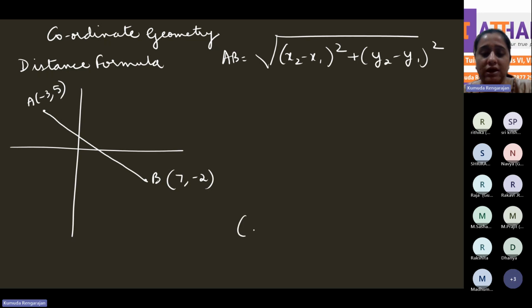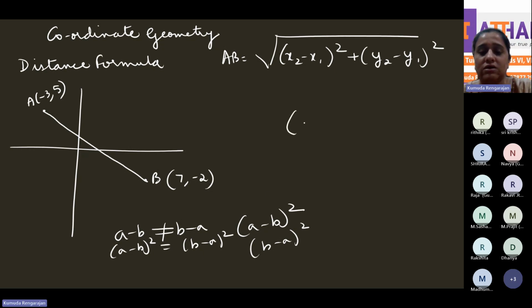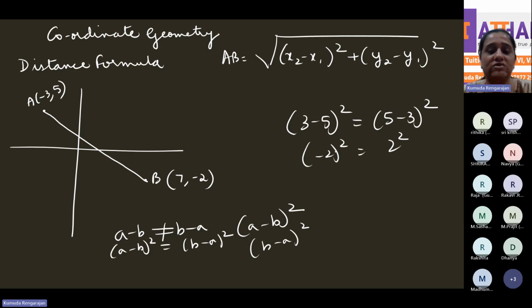Now we know that (a minus b) the whole square is the same as (b minus a) the whole square. a minus b is not equal to b minus a, but (a minus b) squared is equal to (b minus a) squared. You can take an example for that. 3 minus 5 the whole square is the same as 5 minus 3 the whole square. 3 minus 5 the whole square is (minus 2) squared, and this one is 2 squared. Minus 2 the whole square is minus 2 into minus 2, which is plus 4, and 2 squared is 2 into 2, which is plus 4.